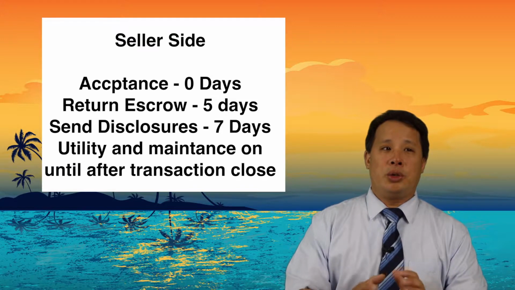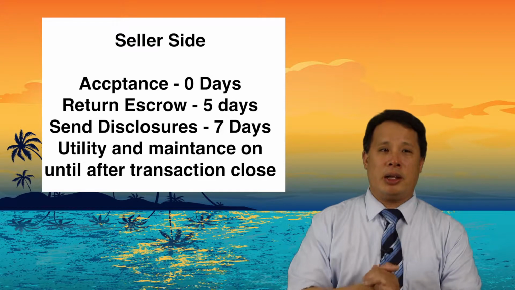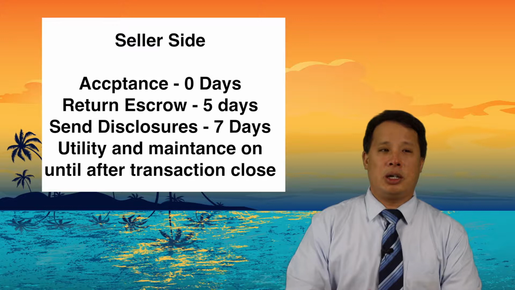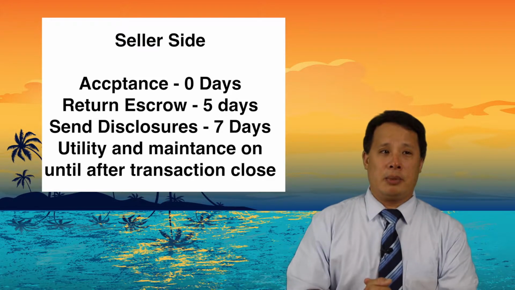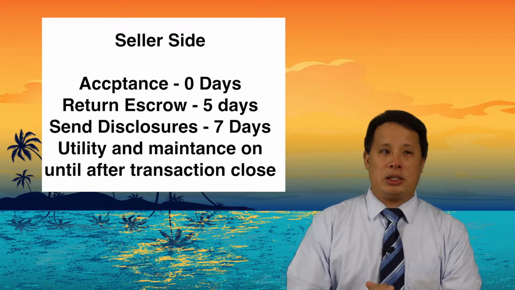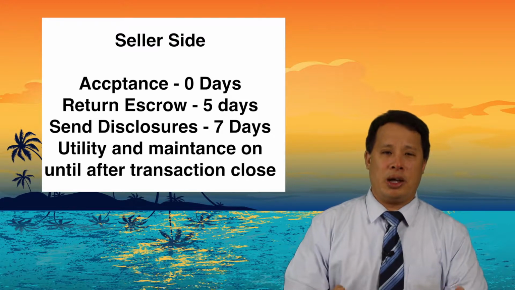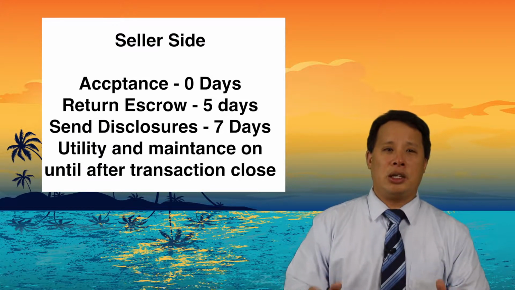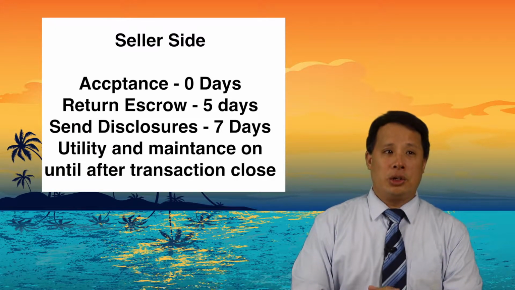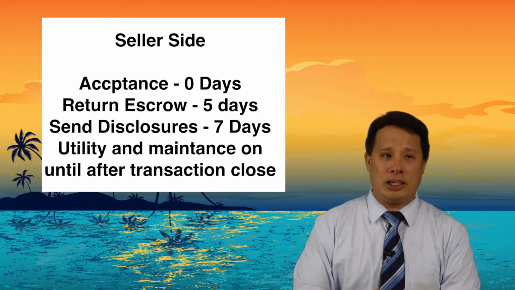Then once you put your property on the market, have showings, and you accept an offer, the day you accept the offer is considered day 0. And we're talking about calendar days here. Within 5 days, you need to return the escrow instructions. The escrow instructions are instructions from escrow on the process and some information they need to process the transaction. So you need to return the document within 5 days so they have time to process all the details.